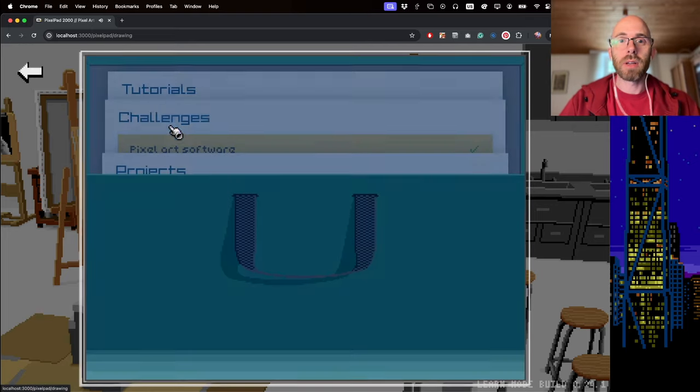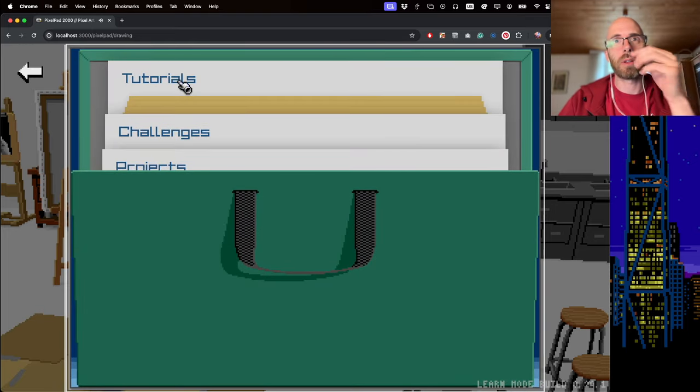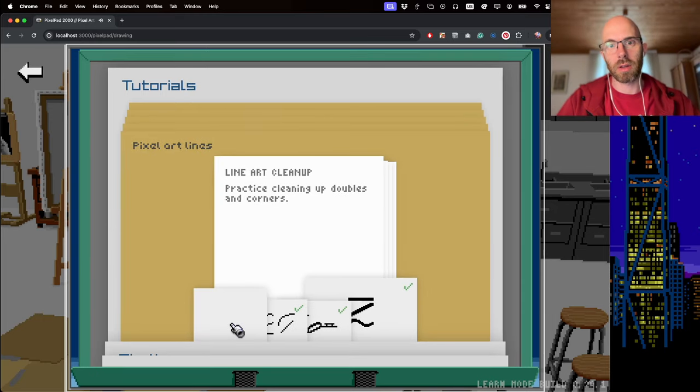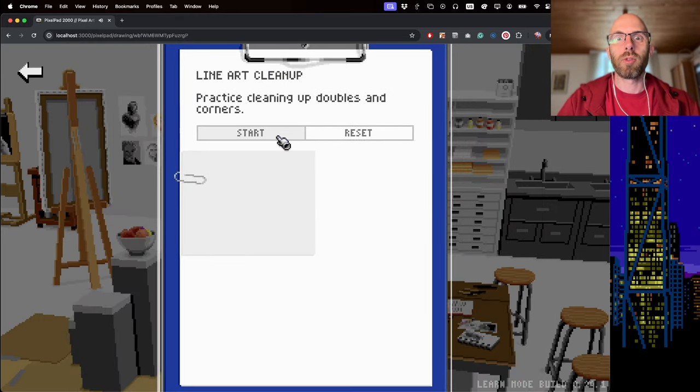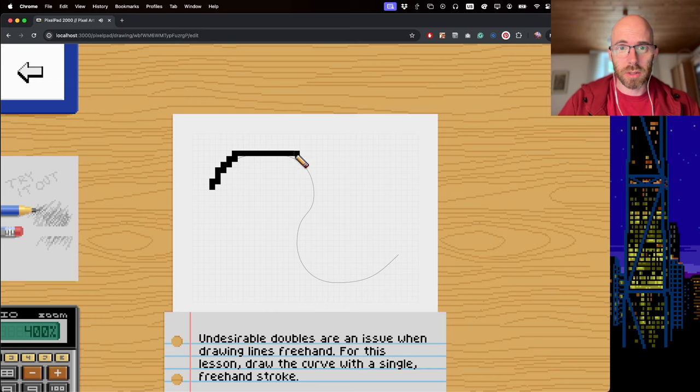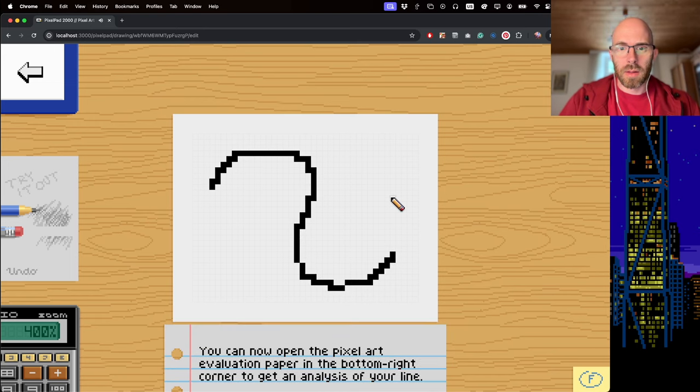Here we go. In the drawing app, I have included this new system in the two tutorials in the line art cleanup. This is where you first get introduced to the pixel art evaluation, and this is where a lot of people got stuck. So here, let's draw this line. And now it says you can now open the pixel art evaluation paper in the bottom right corner. Usually people didn't have a problem with this, but still here you can see this click here in the bottom right corner. This is what I'm talking about.